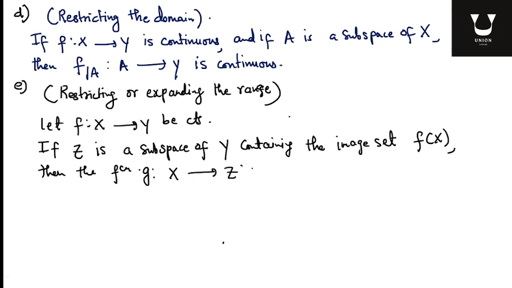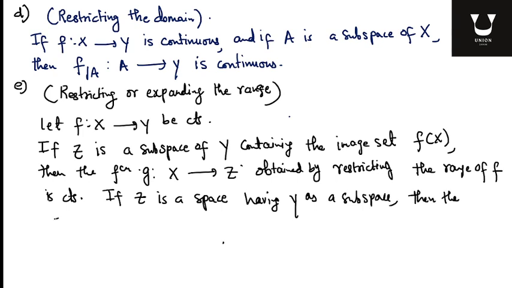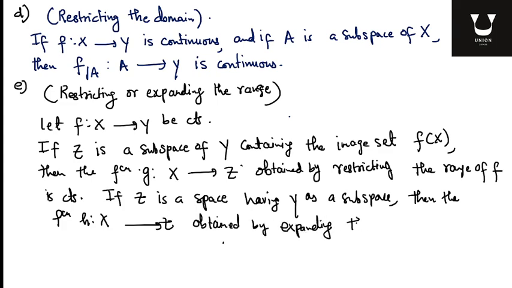So how have we obtained this? This is obtained by restricting the range of f, and it is continuous. And also, if Z is a space having Y as a subspace, then the function H from X to Z, which is obtained by expanding the range of f, is continuous. This is what part E of the theorem says.